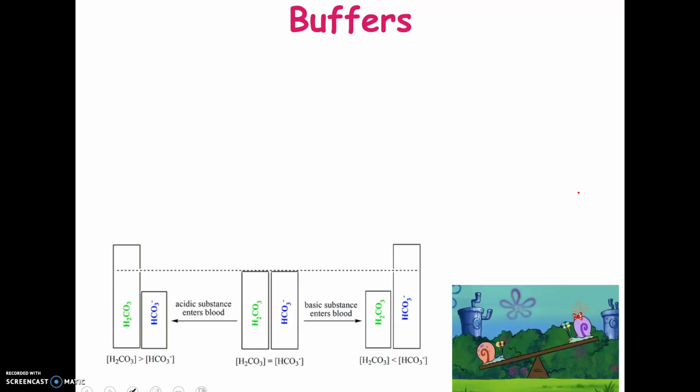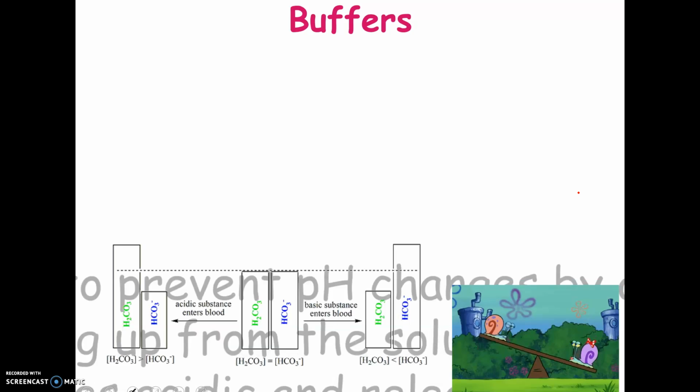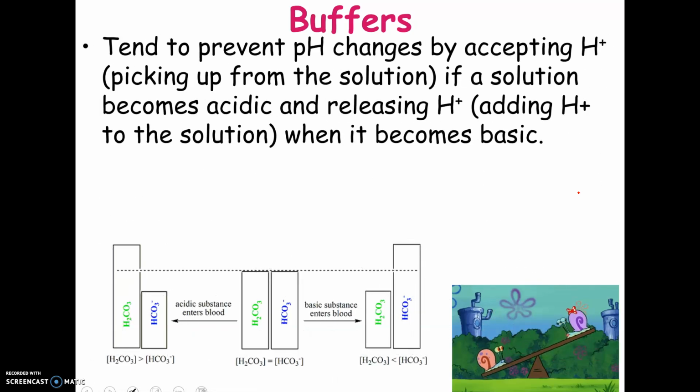Okay, so buffers. Buffers are actually kind of complicated, but for AP Bio, here's the main thing you need to know. A buffer is just something, in living things in particular, that prevents pH changes.